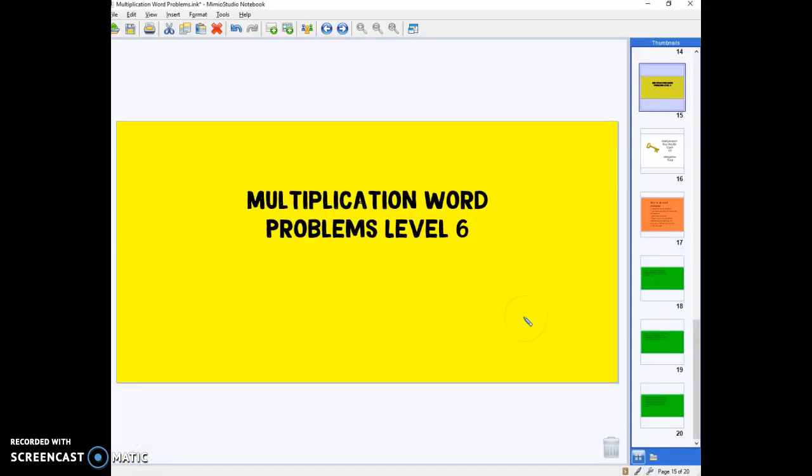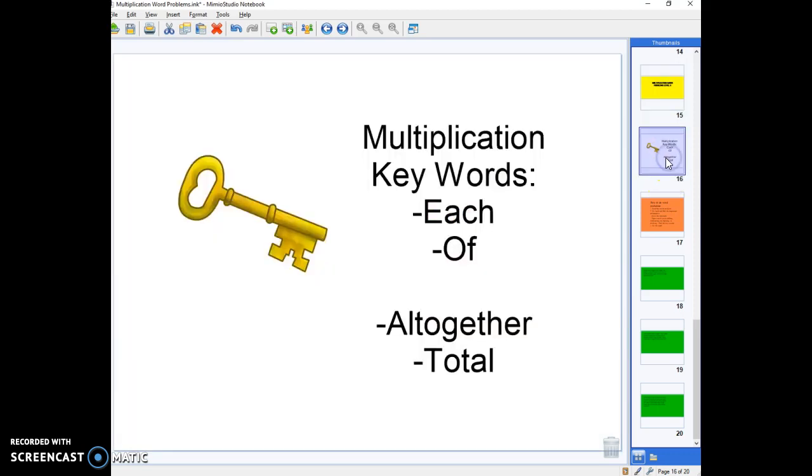Welcome, boys and girls. You've made it to the last level of multiplication word problems, level 6. You've gotten this far. You're almost done. So let's review what you have to do on this level. Just a reminder of our keywords with multiplication word problems.